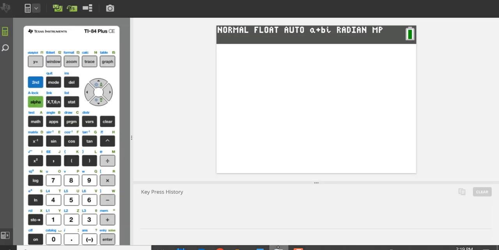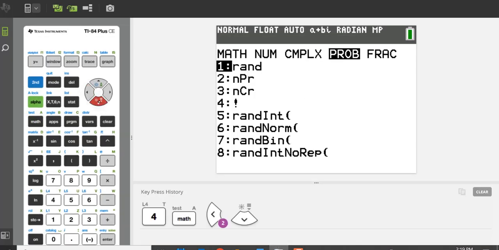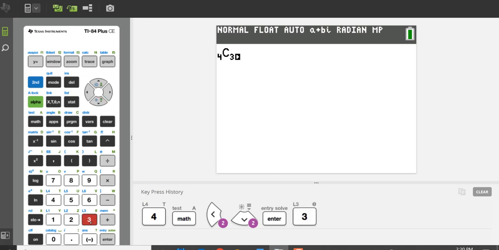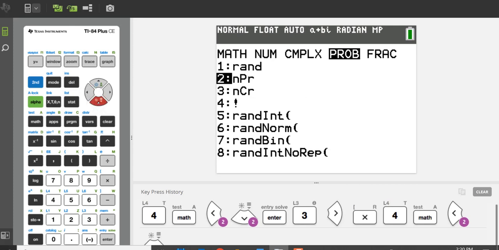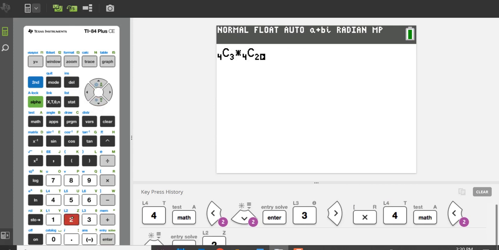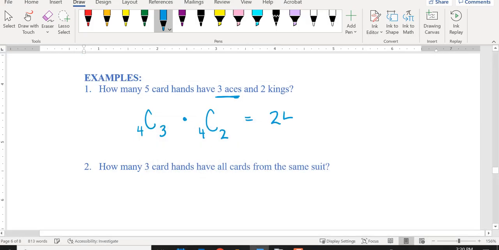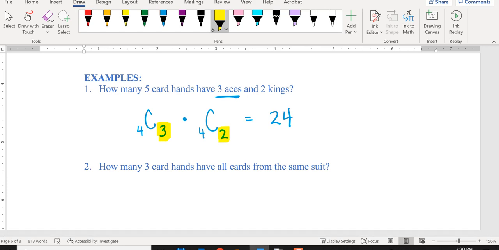All right, so 4 combination pick 3 times 4 combination pick 2. 24. Now again, we want 5 cards, right? We're picking 3 there and 2 here. That means we're picking 5 cards total.